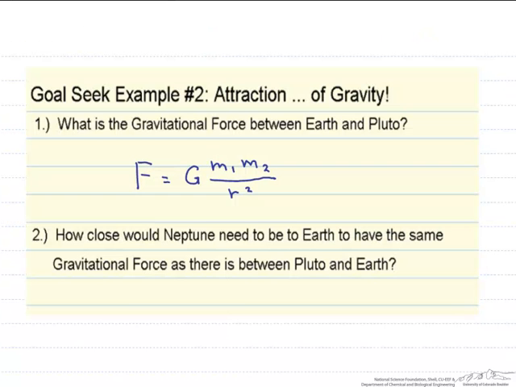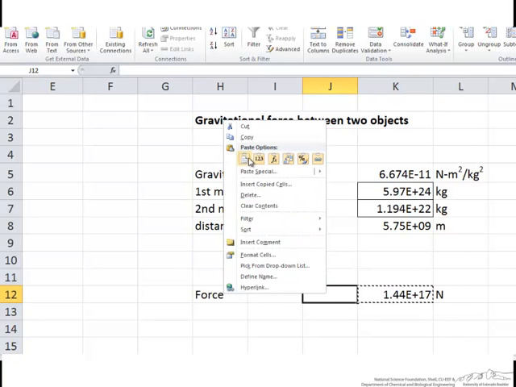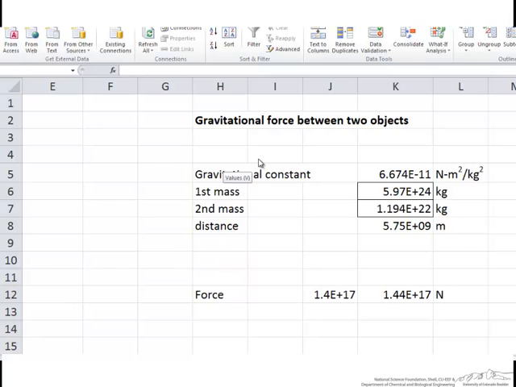So in the second part of this problem, we're trying to find how close Neptune would need to be to Earth to have that same gravitational force. So you can see why we needed to calculate that, so we can use it in the second part of our problem. This is the force that we're going to need, and let's copy the number so that we remember it. And what we're going to want to do is paste it as a value rather than as the equation.